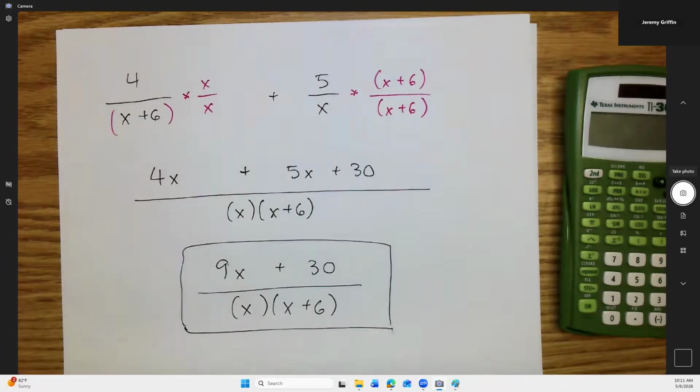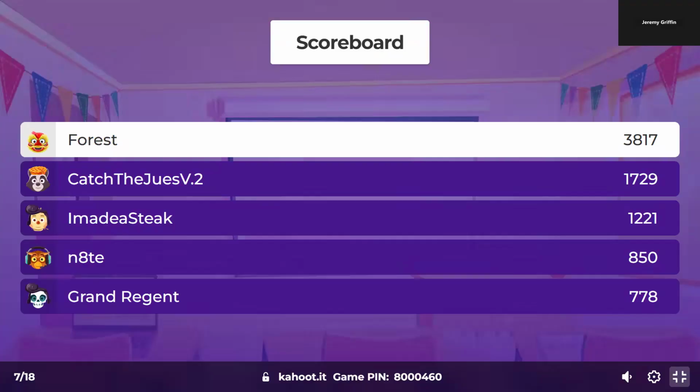So remember, if you're adding together weird looking fractions, you have to have a common denominator to add fractions together. And you guys know how to get common denominator? That's good. That's good. Yes, sir. All right. Common denominator.